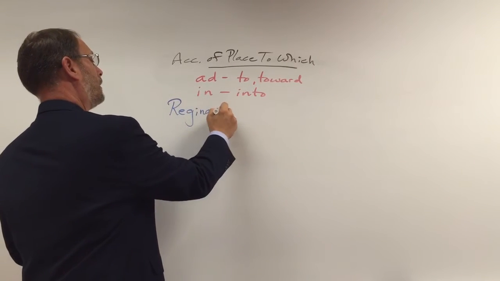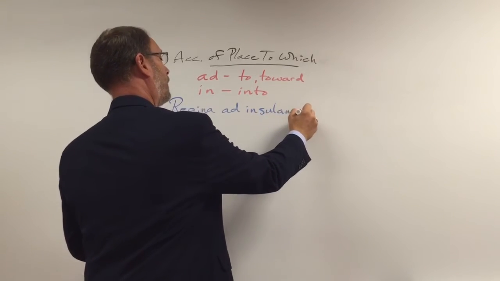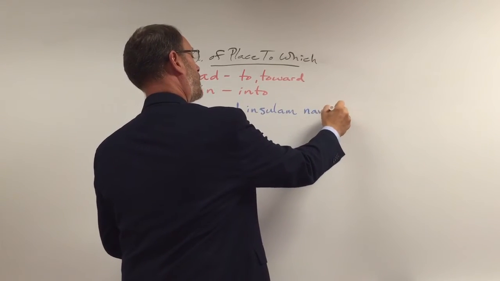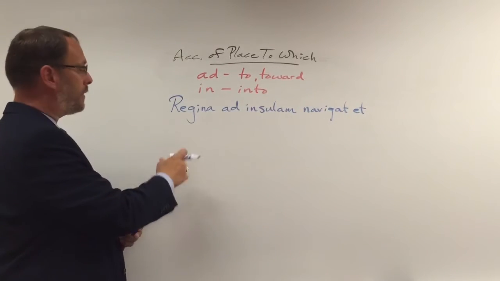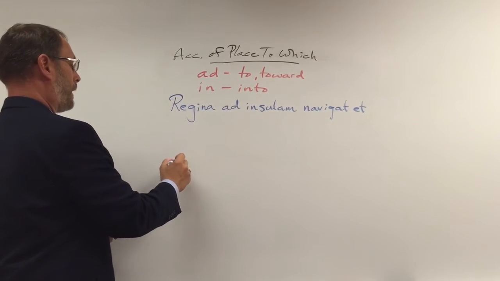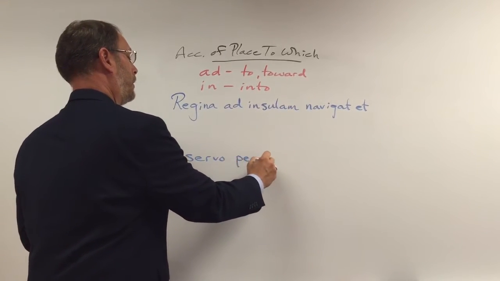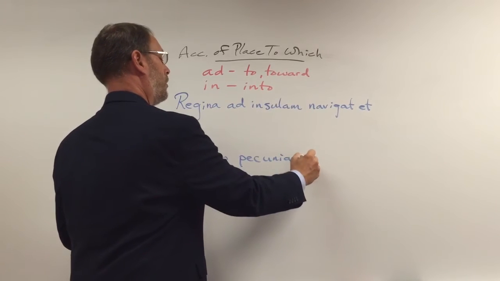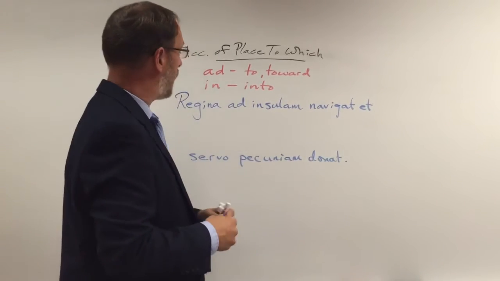Regina ad insulam navigat, I'm going to leave a little bit of space here, so I might well leave two or three lines of space, at servo pecuniam donat. So we've got kind of a long sentence this time.